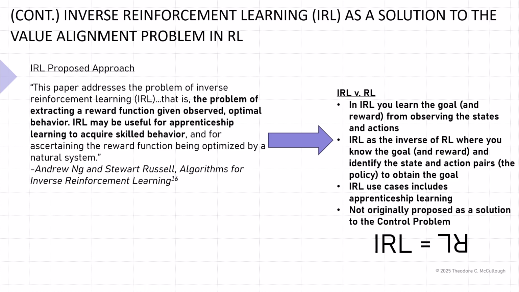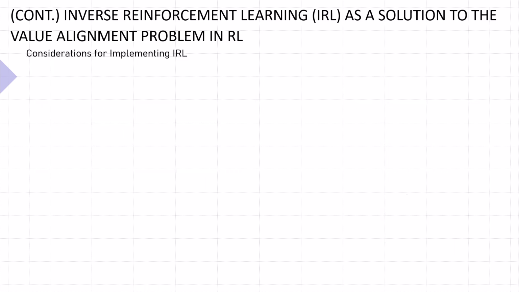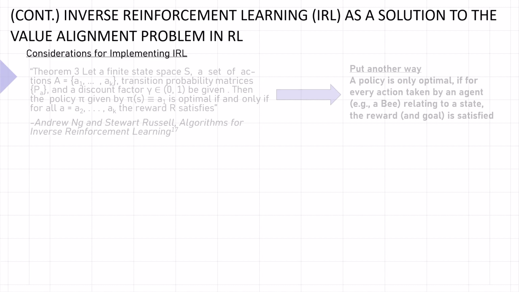Inverse reinforcement learning use cases include apprenticeship learning, and interestingly, inverse reinforcement learning was not originally proposed as a solution to the control problem. So before we get to an algorithm for implementing inverse reinforcement learning, what are some kind of considerations?